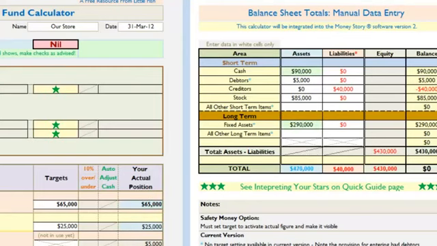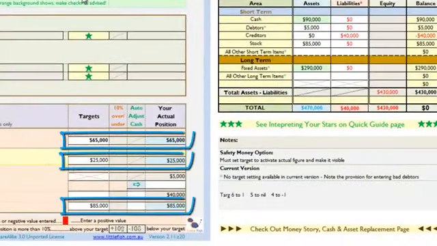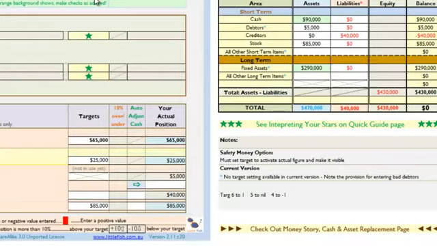In this third test, you'll see we've entered 90,000 for cash and 290,000 for fixed assets. We've got 3 green stars and a nil. Why is that? Well, the reason is that we're exactly matching all these targets and there's no community benefit funds available.